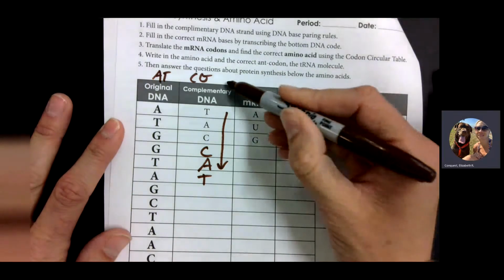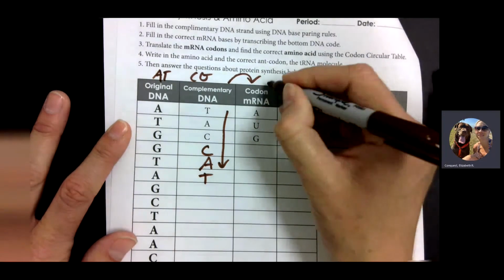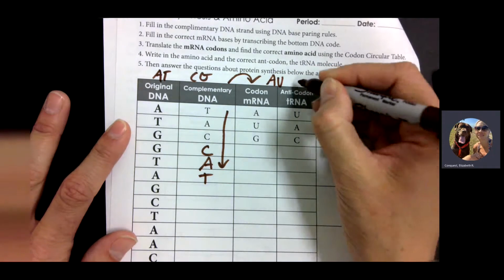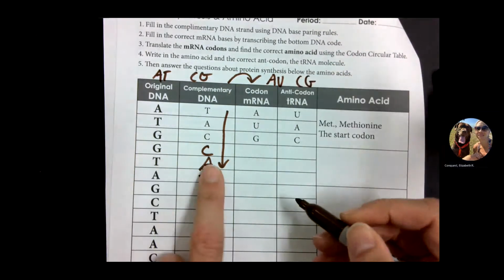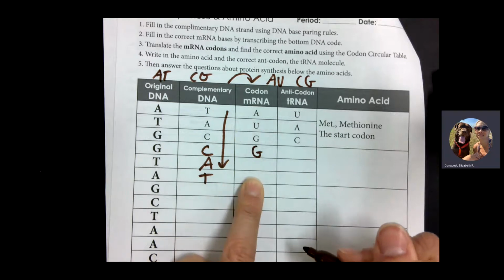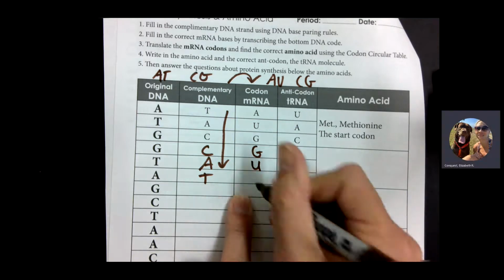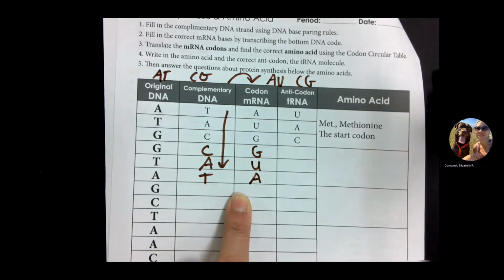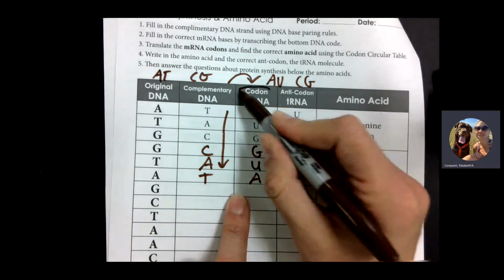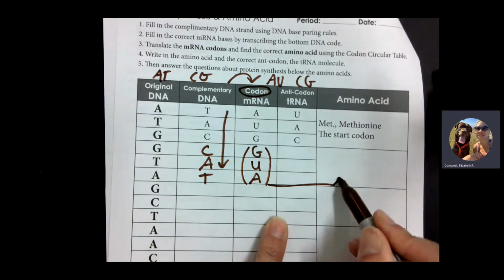The next one is your mRNA. So here we have apples under a tree, cars in a garage. So C still goes to G. A cannot be T anymore. Remember, apples under, it's U. T still turns to A. So this is my codon. This is what's going to give me the name of my amino acid.